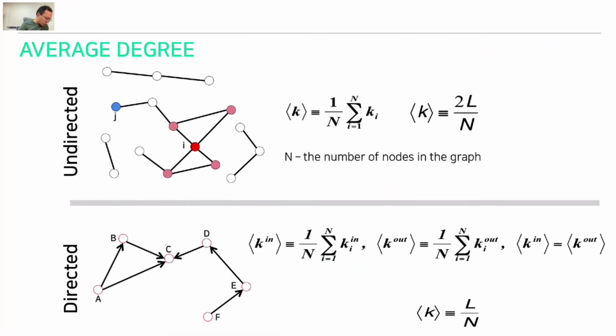This is an example. For the average degree, you just compute the mean of the degrees, right? In the directed case, you can compute the in and out degrees, right? You just follow these mathematical notations, right?